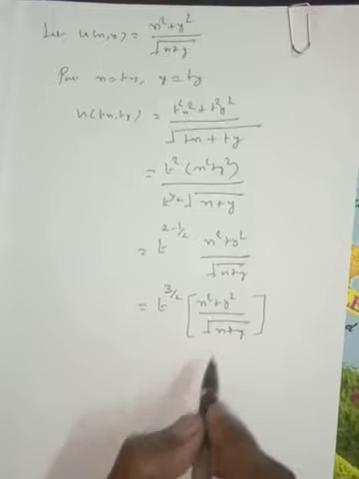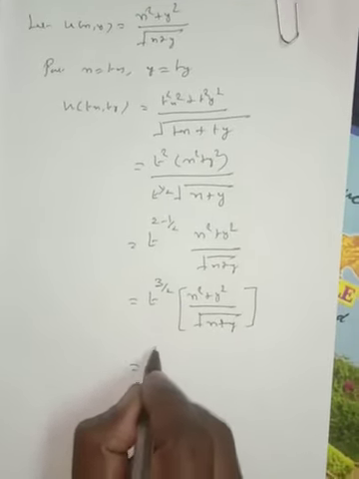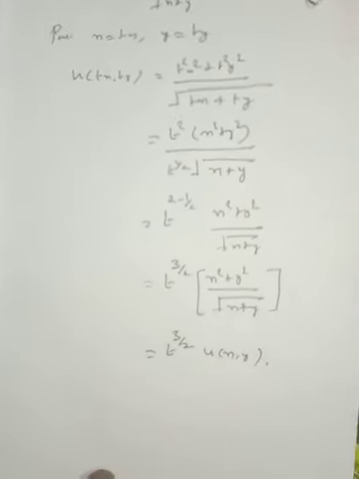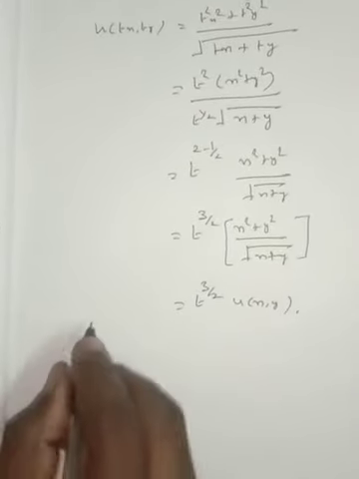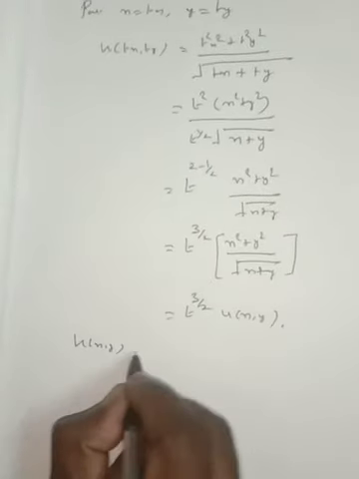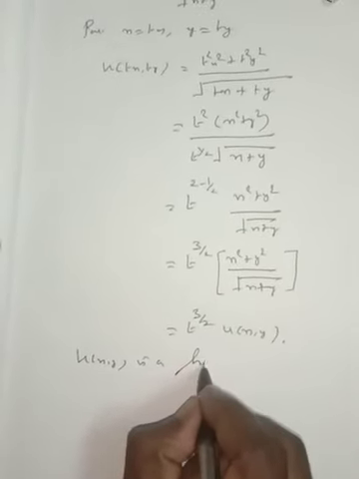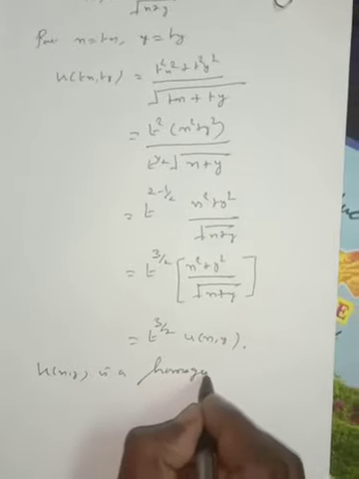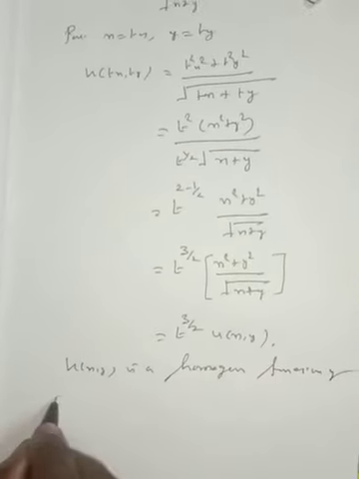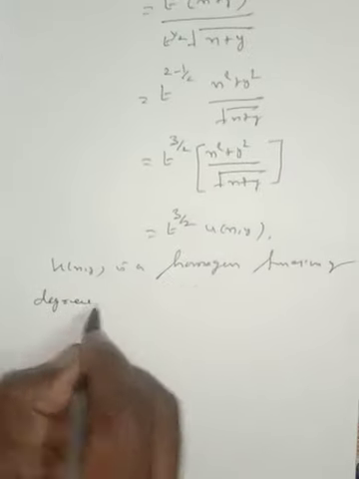This is u of x, y, t to the power of 3 by 2, u of x, y. U of x comma y is a homogeneous function of degree 3 by 2.